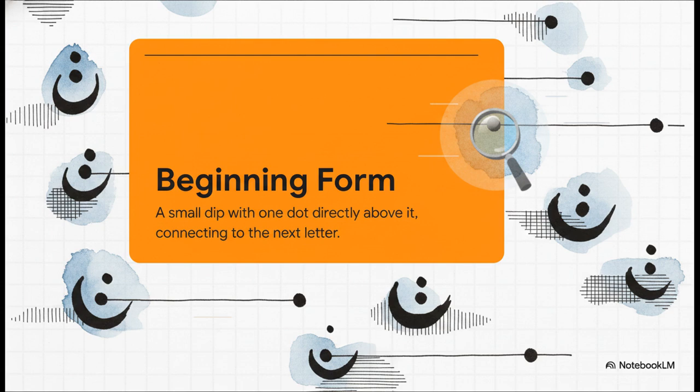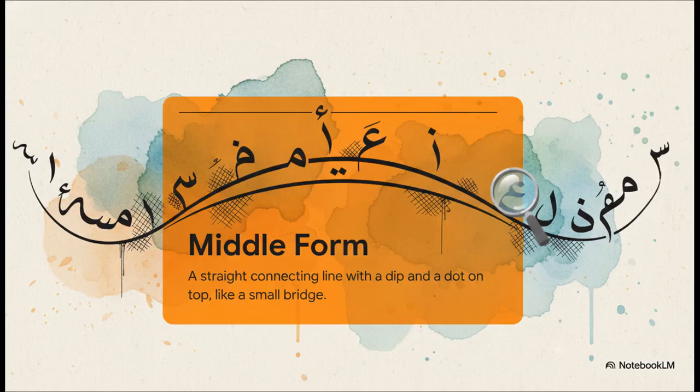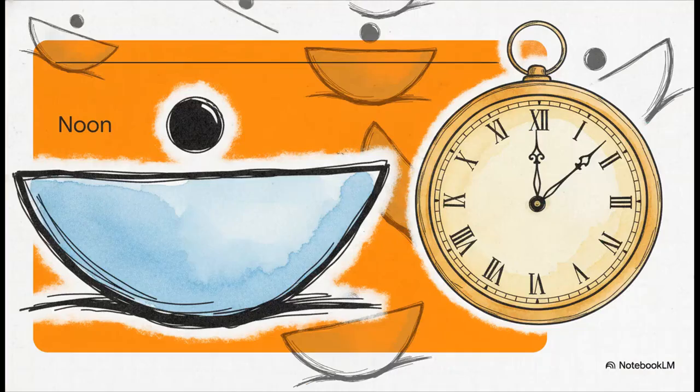That's our first clue. Next, when it's smack in the middle of a word, noon kind of acts like a connector. It looks like a little bridge, linking the letter before it to the letter after it. But, once again, what gives it away? That signature dot right on top. Every time.